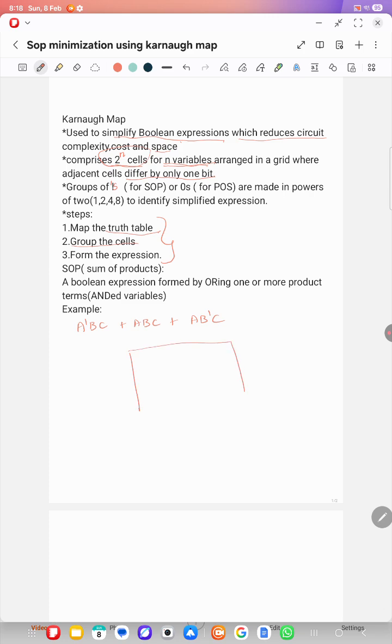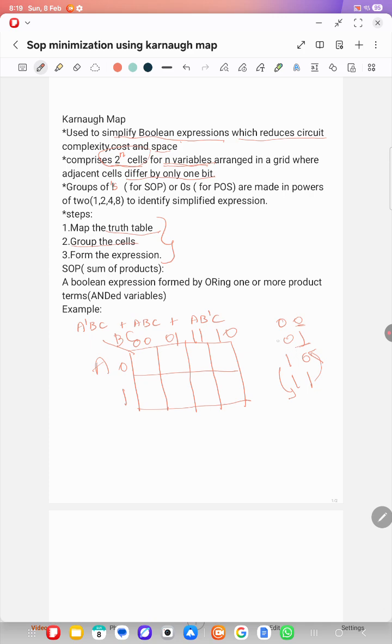For a 3 variable Karnaugh map, let this be A and this portion be BC. This is a grid which consists of these 8 cells. For BC the combination is 00, 01, 11, 10, and for A it is 0 and 1. Normally the order will be 00, 01, 10, 11, but why are we writing 11 first and 10 next? The Karnaugh map arrangement is in such a way that the adjacent cells should differ only in 1 bit.